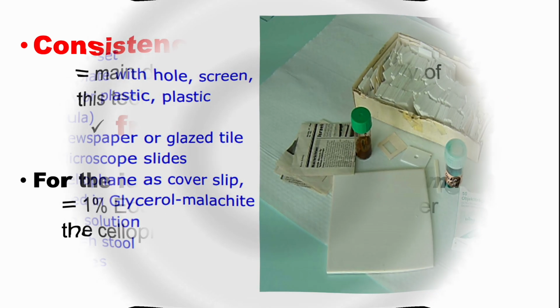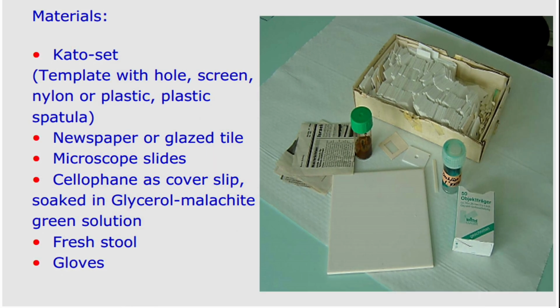So for the materials, we have the Kato set. This is the template. What you can see is that it has a hole at the center. We can have the screen, nylon or plastic. Of course, you need a spatula to pick up the feces, newspaper to check for the thickness of the smears, and of course a glaze tile where you will perform the procedure.